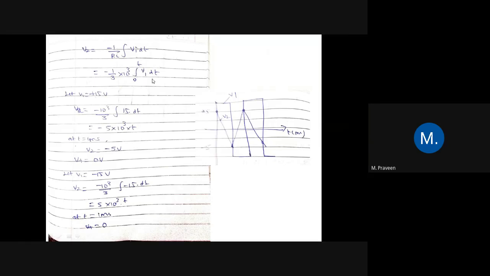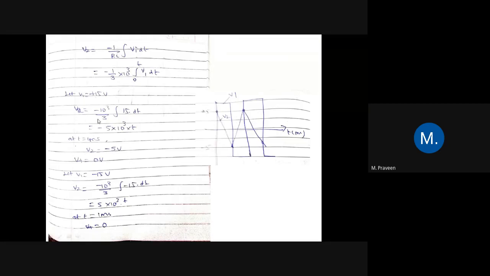Now we have two conditions: V1 becomes plus 15 volt, or V1 becomes minus 15 volt. If the positive terminal value is greater than the negative terminal, V1 is plus 15 volt. If the positive terminal value is lesser than the negative terminal, then it is minus 15 volt. Therefore, we have to find for both plus 15 volt as well as minus 15 volt. Let me find what happens for plus 15 volt.